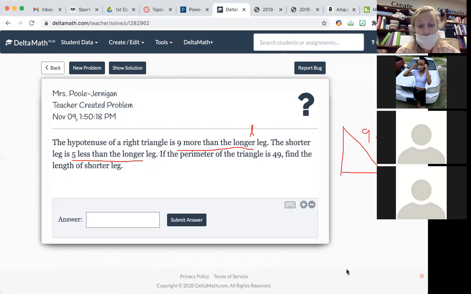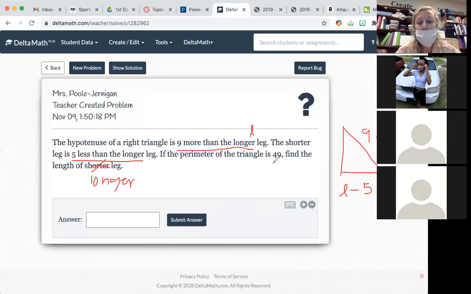Remember, less than means we take the longer leg and subtract 5. So this is where what Denia told us earlier, the order. If it says it's 5 less than, that's the same as saying take 5 away from the longer leg. Are y'all okay with that? Okay. So now this should say longer leg. He just made a typo. I'm sorry, I didn't catch it earlier until now.